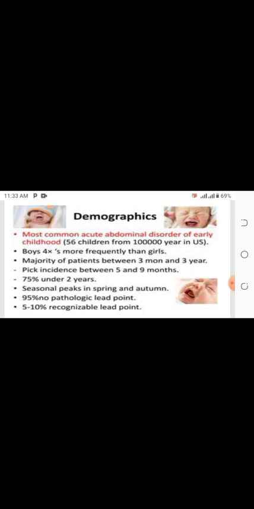In 95% of the cases there is no pathologic lead point, while in 5 to 10% we have a recognizable lead point. In simple terms, the main point here is that in 95% of the cases we really don't see any pathology. We don't see any pathological leading point.